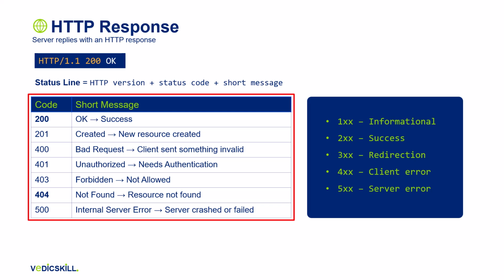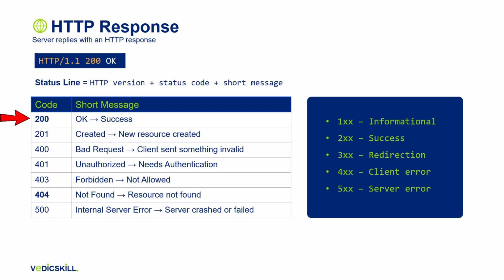What you see in this table are common status code examples. Status code 200 indicates success, and the short message is OK. It could mean the data coming from the client was validated successfully, and our server has processed it and perhaps saved it into the database. So the status code 200 means that particular transaction is a success.